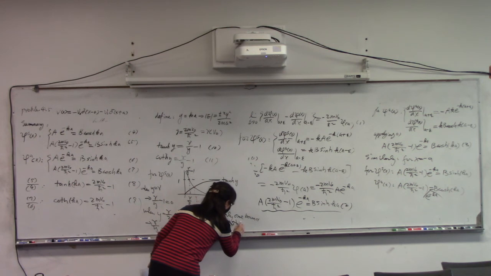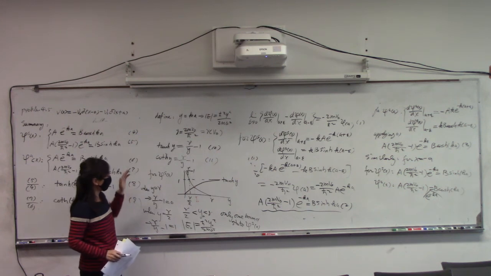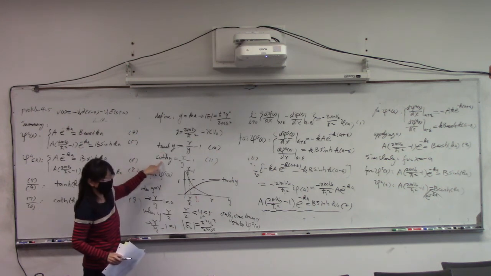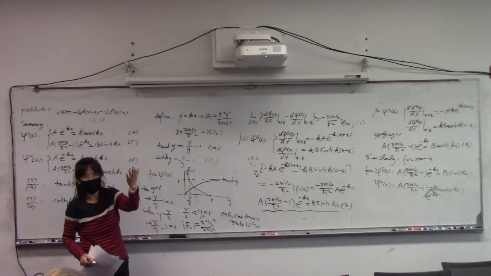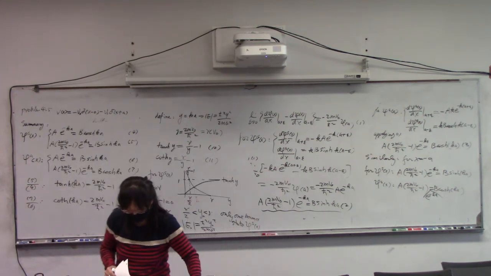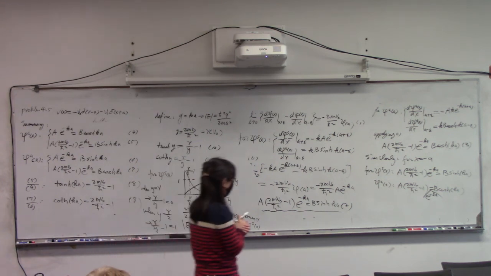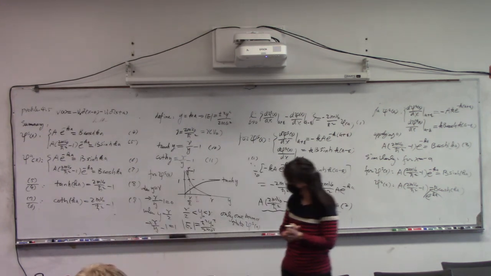And this state is symmetric, not antisymmetric. Why, later? I do not have time. Because this one is hyperbolic cotangent, you will see there's no crossing. Okay, now we can continue and finish this discussion on Wednesday. Then we go to the harmonic oscillator.